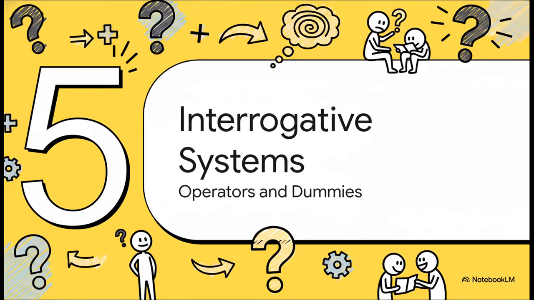This specific structure, a negative interrogative used as an exclamation, is a wildly powerful rhetorical device. It basically assumes the listener's agreement, cornering them into a consensus rather than actually asking for their opinion. Clever, right? Let's move into our final segment, Section 5, for a deep dive into interrogative systems, operators, and dummies.